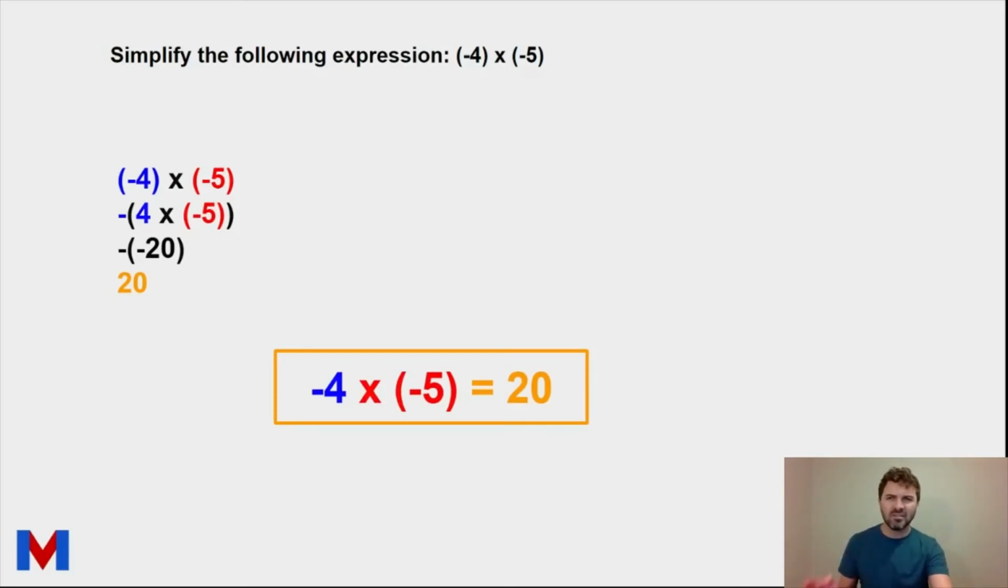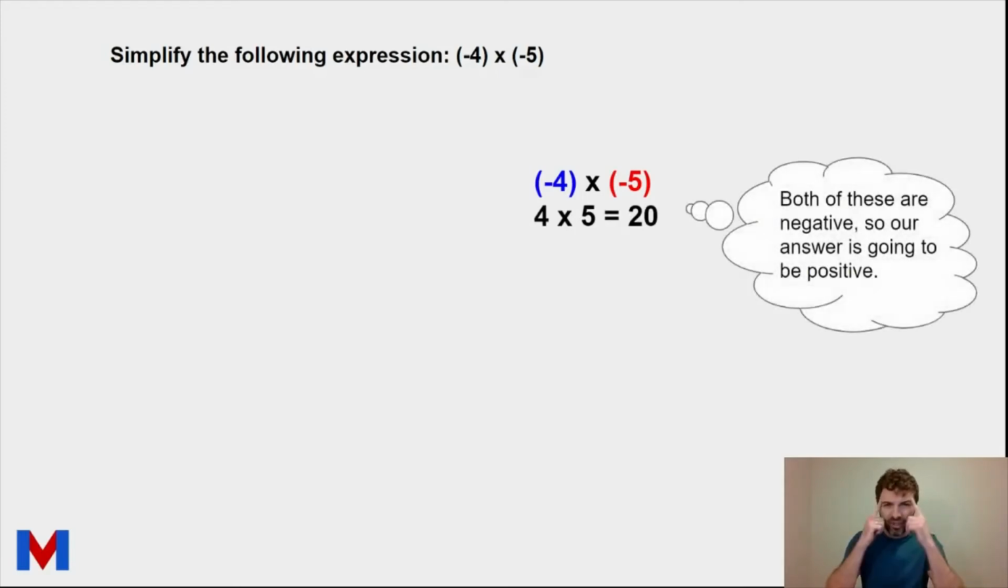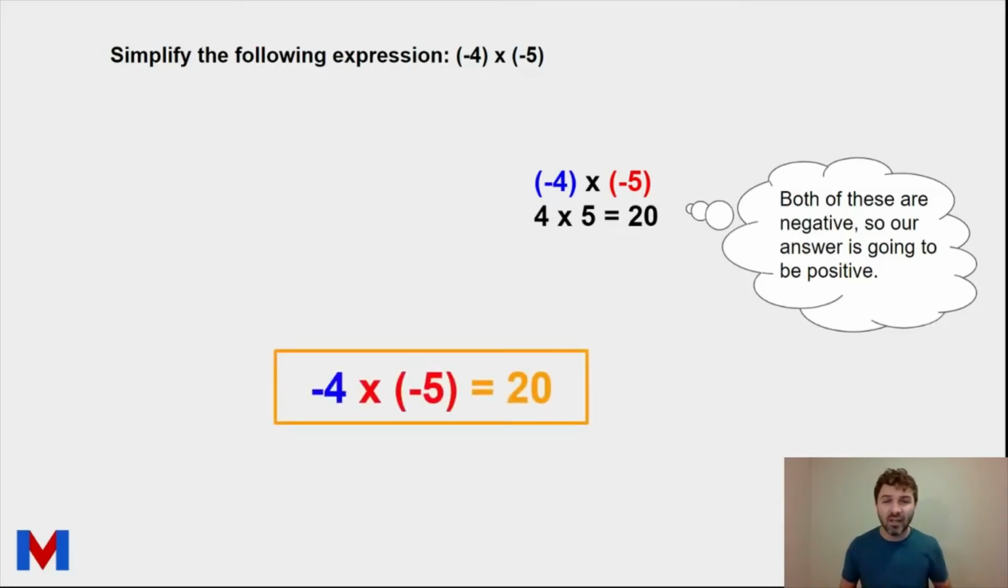Let's look at this a different way. Negative 4 times negative 5. Let's take out those negatives for right now and do 4 times 5, which is 20. And then we're going to think for a sec. These are both negative. That means our answer is going to be positive. So negative 4 times negative 5 is 20. And you might be like, whoa, why is it positive all of a sudden?